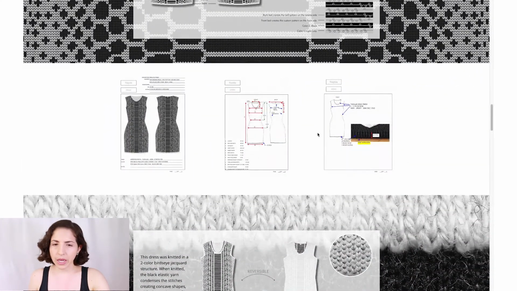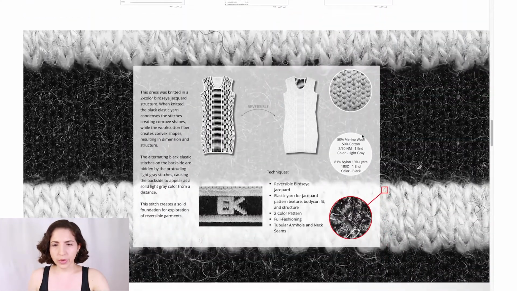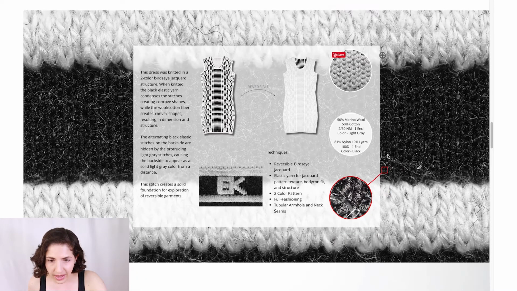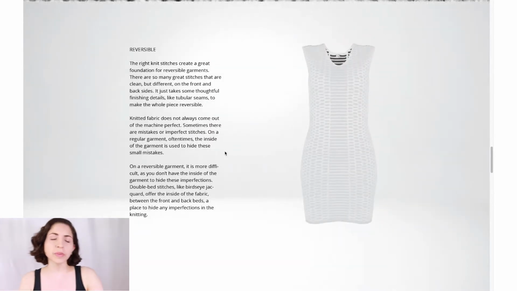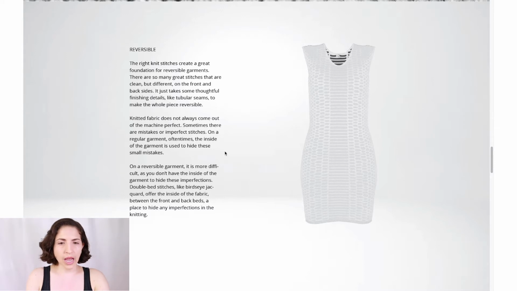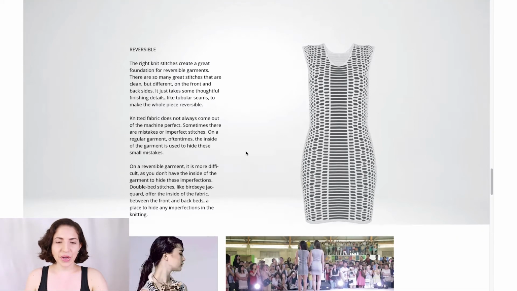Again, pieces of a tech pack. Fabric close-up, same details. The garment flat, back of the stitch, content details, close-up. This is a close-up of the lycra yarn here, the stretchy yarn. Here again, I talk a little bit more about the reversibility and how that works. And again, we have the changing of the garment.